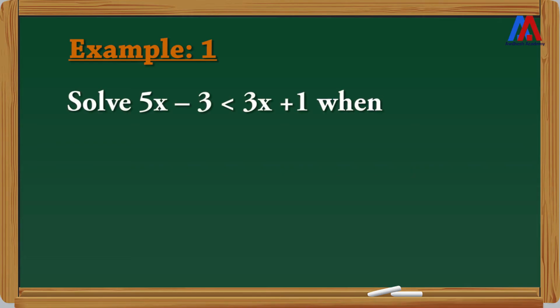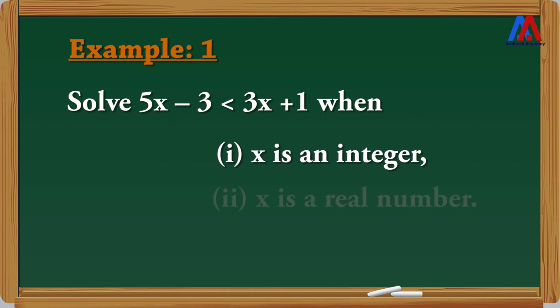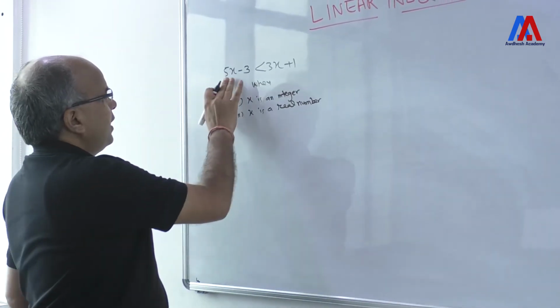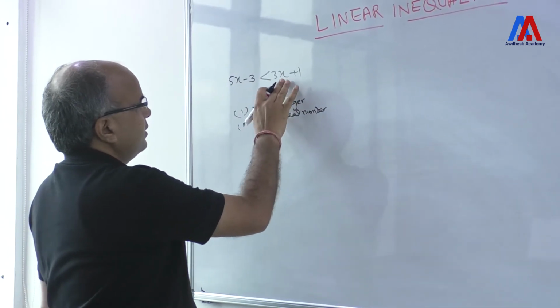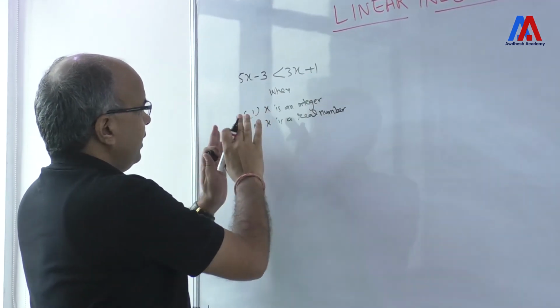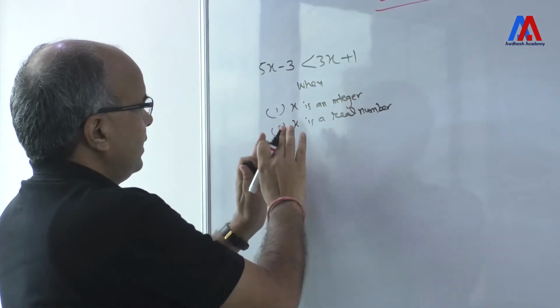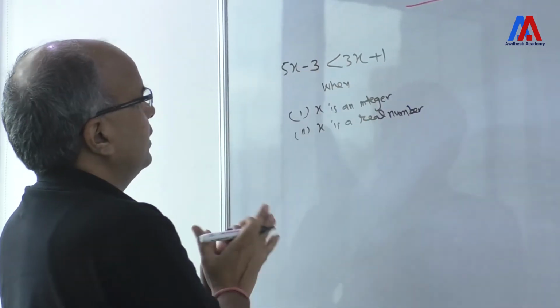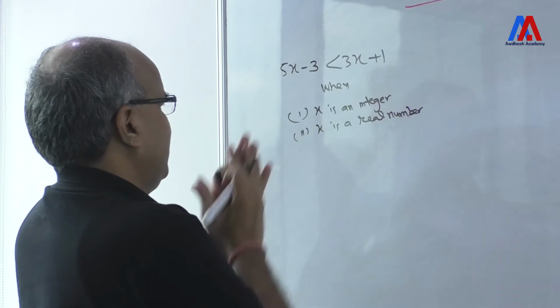The first problem is: solve 5x minus 3 is less than 3x plus 1, when number 1, x is an integer, and number 2, x is a real number. So we are given 5x minus 3 is less than 3x plus 1, when x is an integer and when x is a real number. In both conditions we have to find out the value of x.